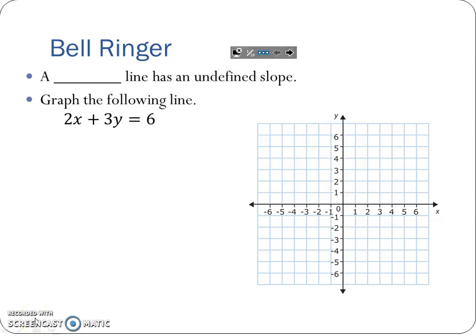First question, a blank line has an undefined slope. That would be a vertical line. Vertical lines are your ones that are x equals some number. Not horizontal. Horizontal lines have a slope of 0.